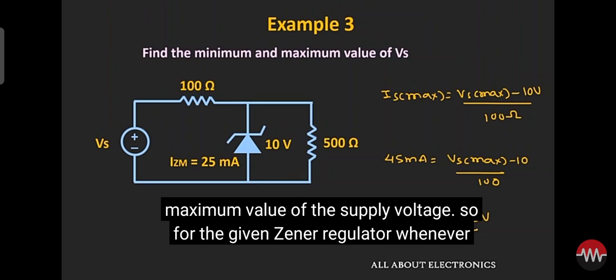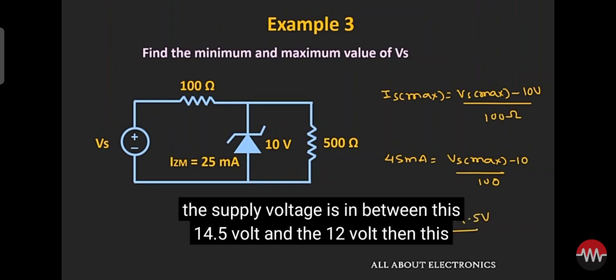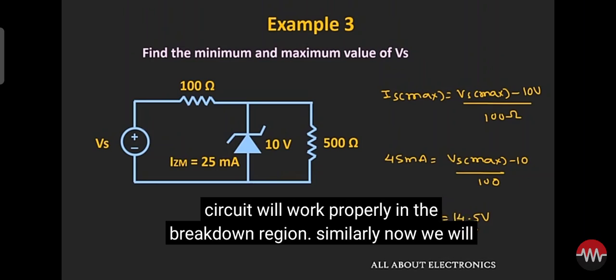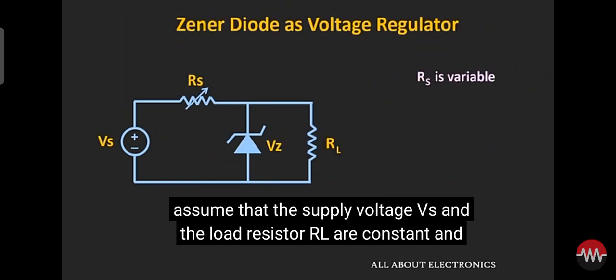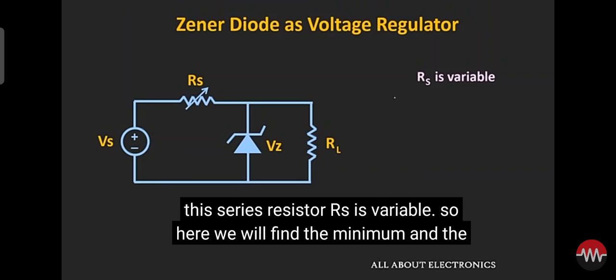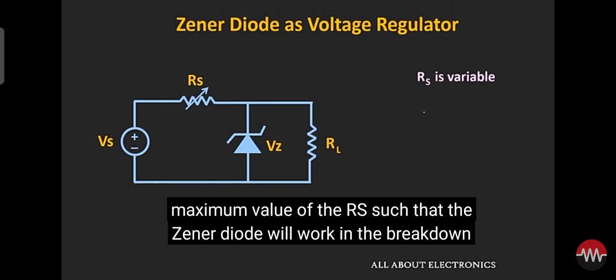So this will be the maximum value of the supply voltage. So for the given Zener regulator, whenever the supply voltage is in between this 14.5 volt and the 12 volt, then this circuit will work properly in the breakdown region. Similarly, now we will assume that the supply voltage Vs and the load resistor RL are constant and this series resistor Rs is variable. So here we will find the minimum and the maximum value of the Rs such that the Zener diode will work in the breakdown region.